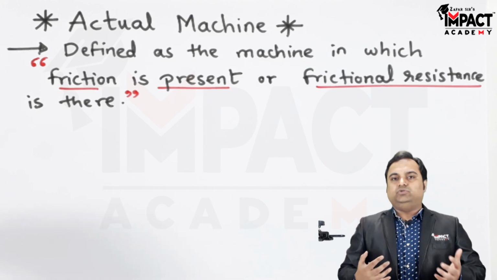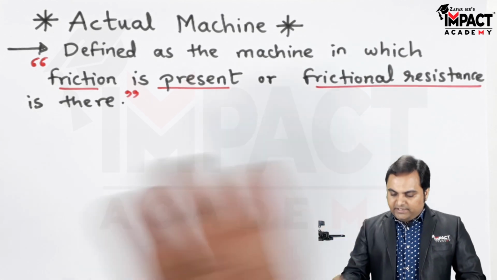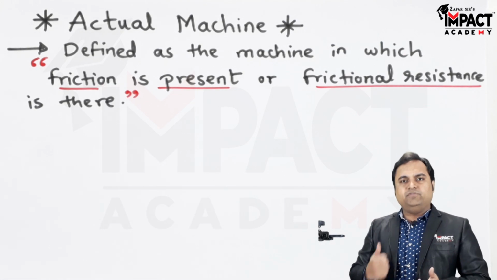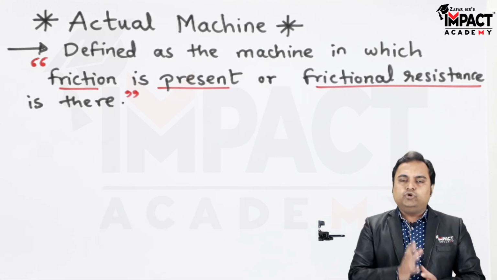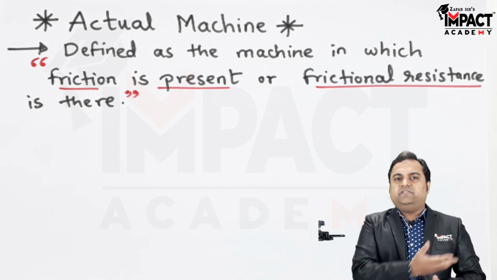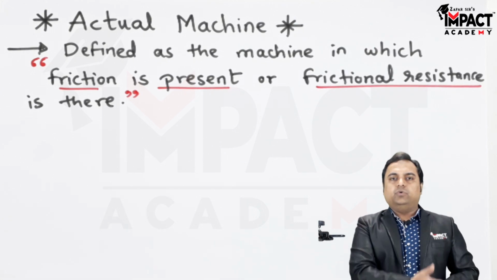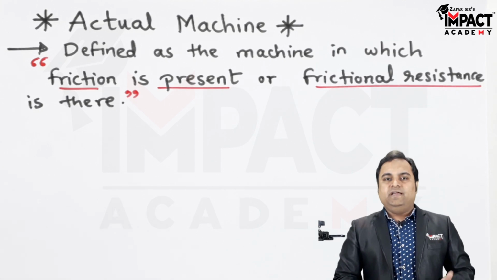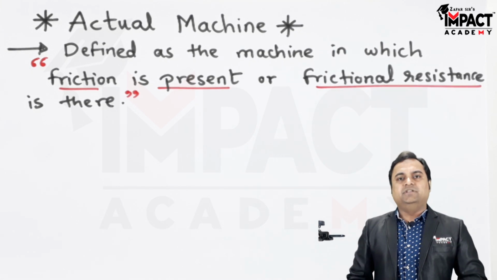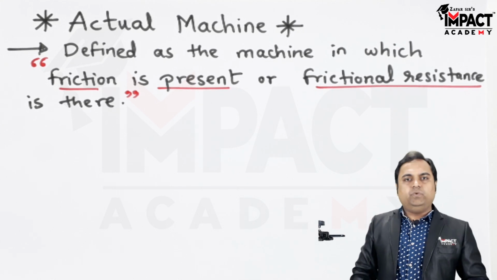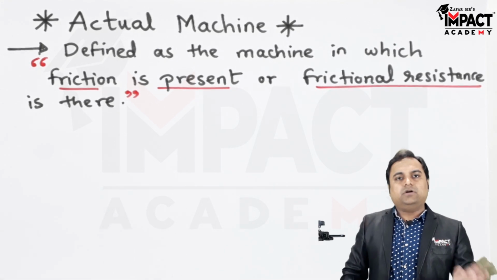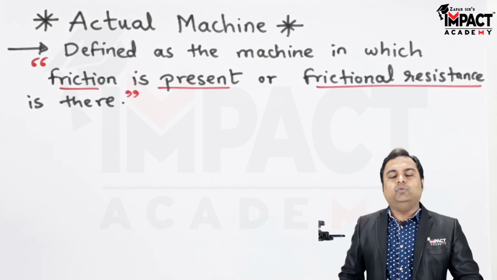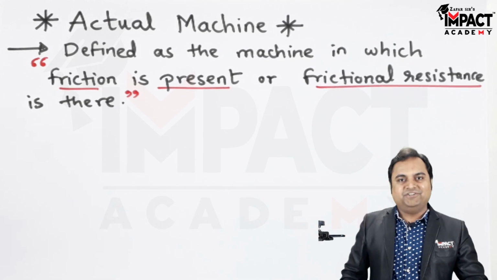So we can encounter more resistance in case of an actual machine compared to the ideal machine, because in an ideal machine whatever effort we are applying is just used to lift the load, and there friction is absent, so no need to overcome the frictional resistance. So the amount of effort required in case of an ideal machine is less compared to an actual machine. Similarly, in case of an ideal machine we can lift a huge amount of load compared to an actual machine, because here some amount of effort is always lost due to friction.